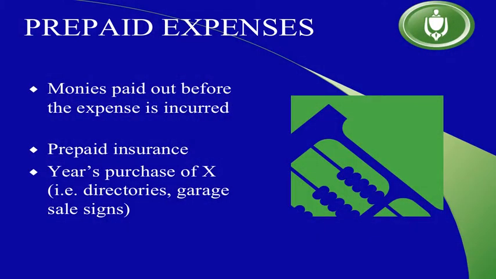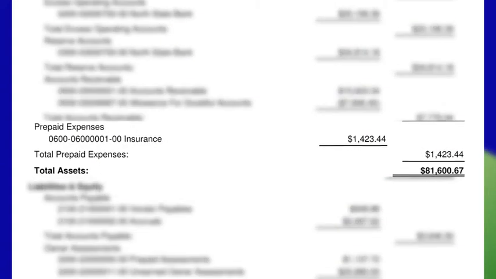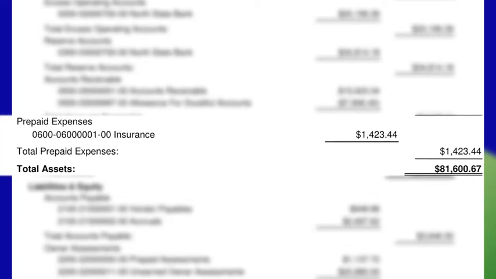Prepaid expenses are just that. These are expenses that are paid before the association actually incurs it. The most common prepaid expense is prepaid insurance. The association will write a check to the insurance company to cover an entire year's premium. The association will then write off pro-ratably or amortize that premium over the 12-month term of the policy.